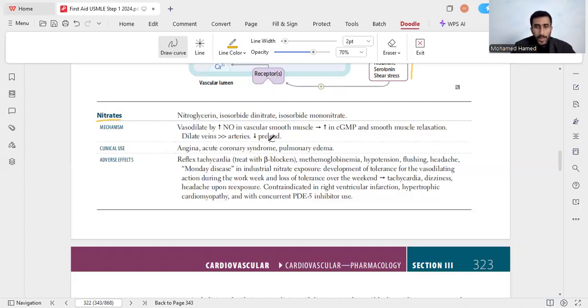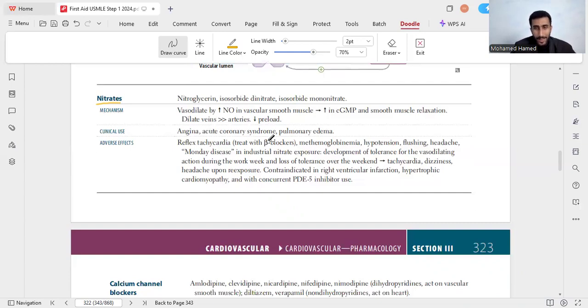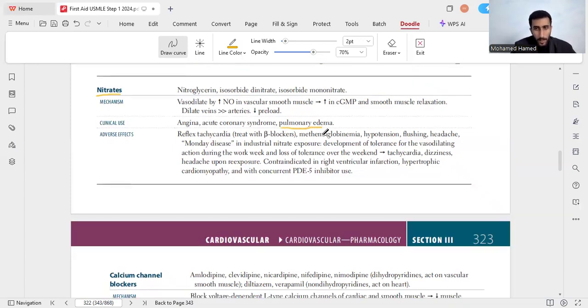But you have to know that the main action of them is dilation of the veins and decreasing the preload, and this will be very beneficial in pulmonary edema, of course, as decreasing preload will alleviate the pulmonary edema. So this is the nitrates. When they cause vasodilation, of course, there is going to be reflex tachycardia. So essentially, you may combine nitrates with a beta blocker.